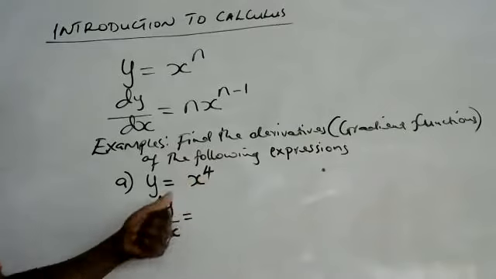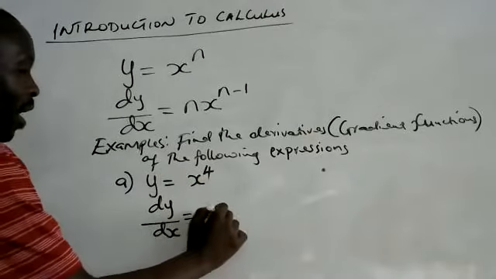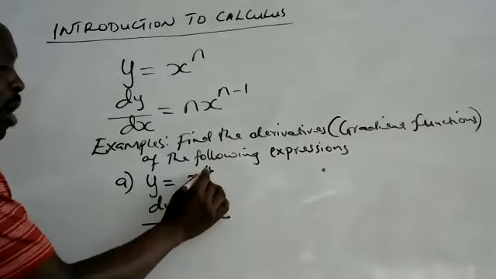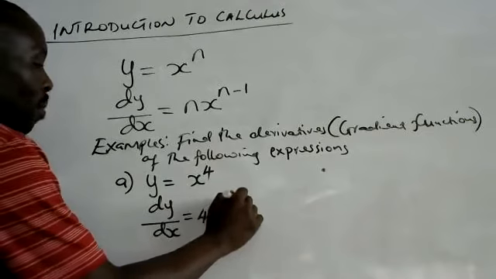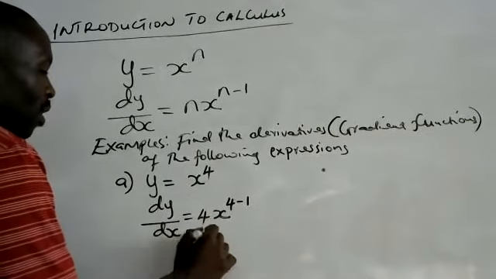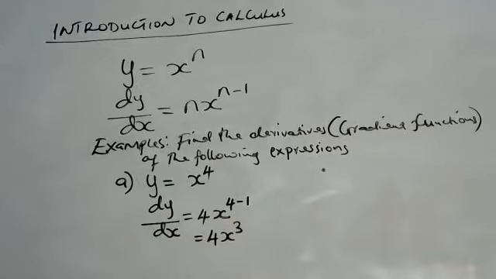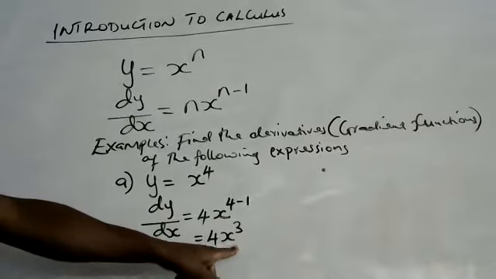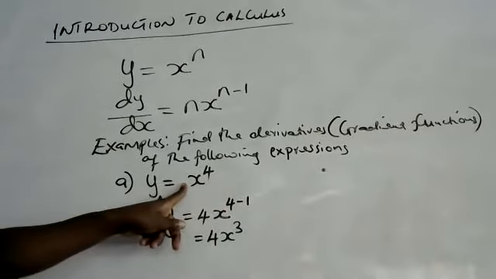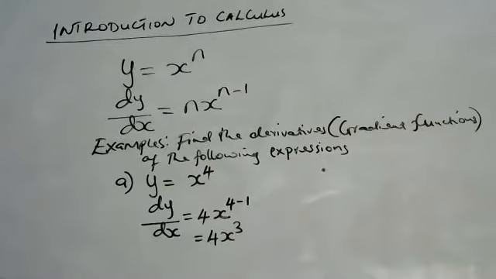We multiply it by 4. 1 times 4 is going to be 4x, and then the power of x will be reduced by 1. So it is going to be 4 minus 1, which gives 4x power 3. And that is the answer. So this 4 will multiply the number that is there, and the 4 is going to reduce by 1 to be 3.